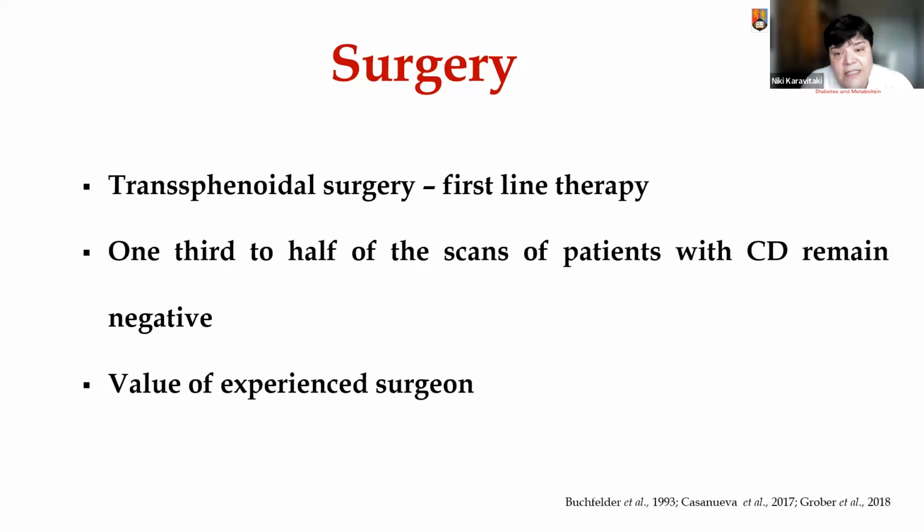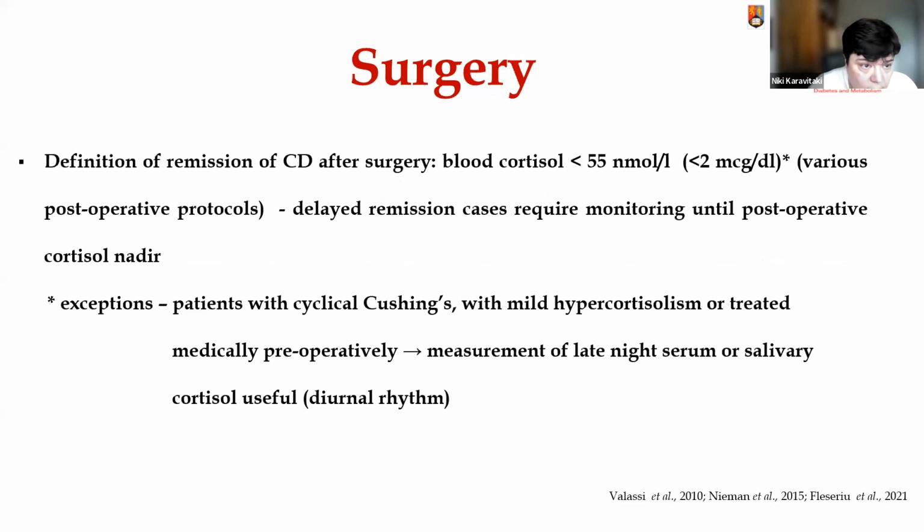Transsphenoidal surgery is still the protagonist in managing Cushing's disease. It's the first-line therapy. And unfortunately, in one third or sometimes in series up to half of the patients with Cushing's disease, we may not be able to identify a tumor on the scans. And this is where the value of an experienced surgeon adds up and defines the management and the good outcomes of the patient, as the surgeon will have to explore the pituitary gland and identify the tumor.